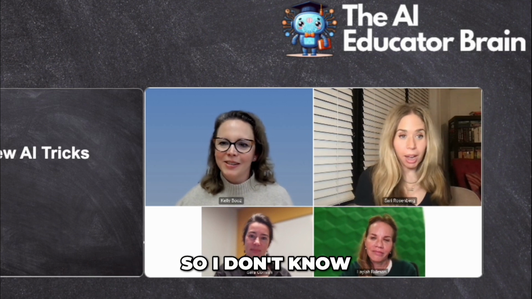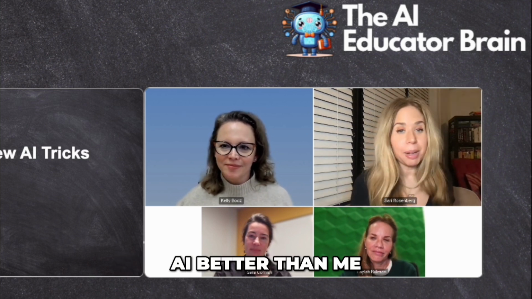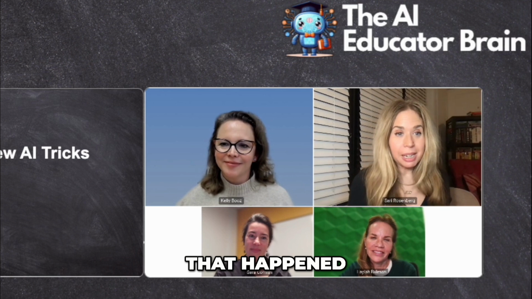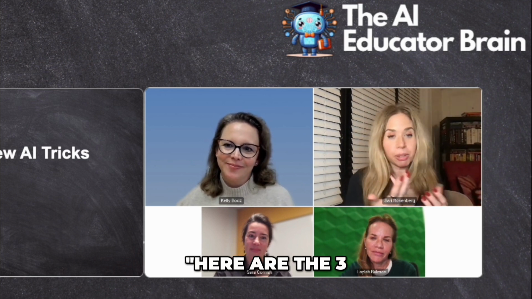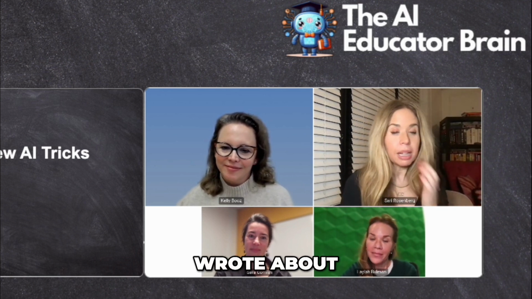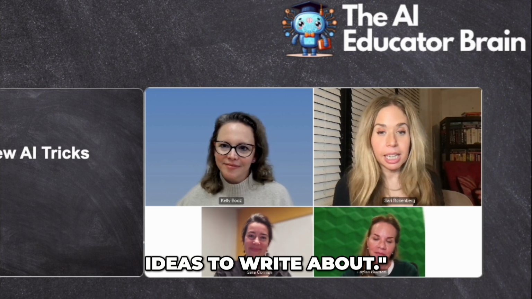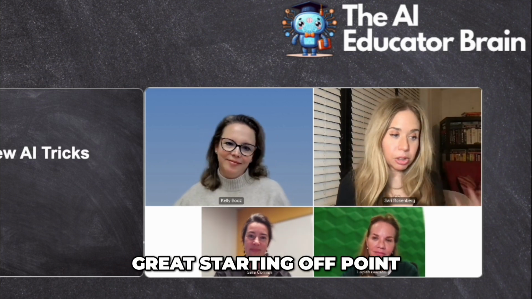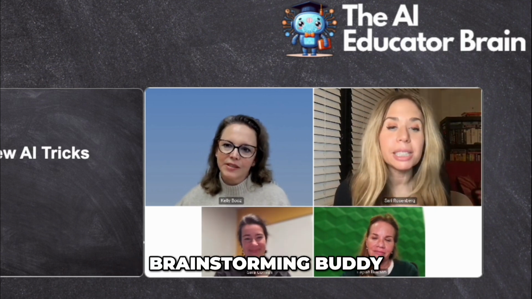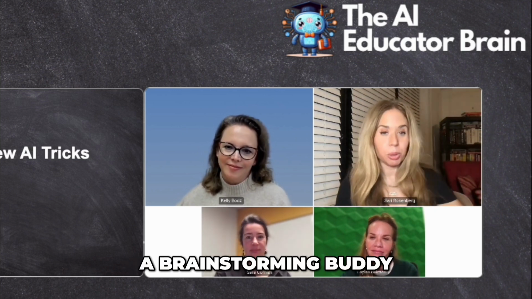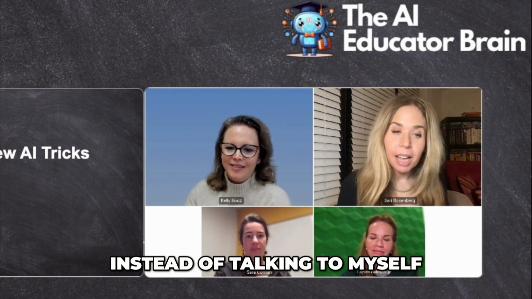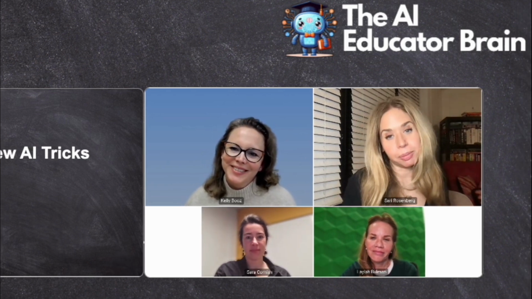I don't know, someone who knows about AI better than me will tell me how that happened, but it read through it and said, here are the 3 themes of people you wrote about, and here's some suggested ideas to write about. And it was a great starting off point. I wrote it myself, just in case anyone's wondering, but it was like a good brainstorming buddy. That's how I see it, a brainstorming buddy. Instead of talking to myself, I was talking to a machine. So that's cool. I love that.